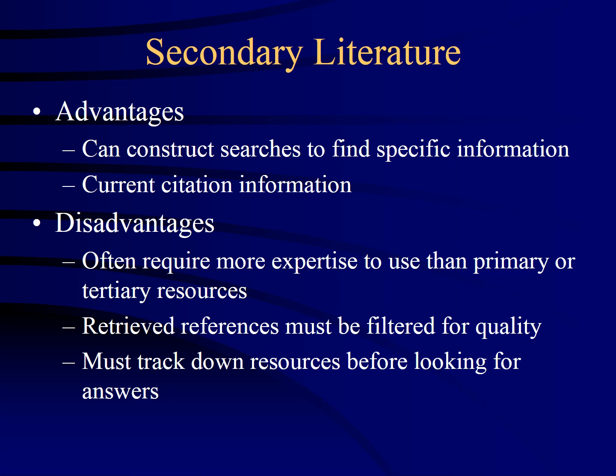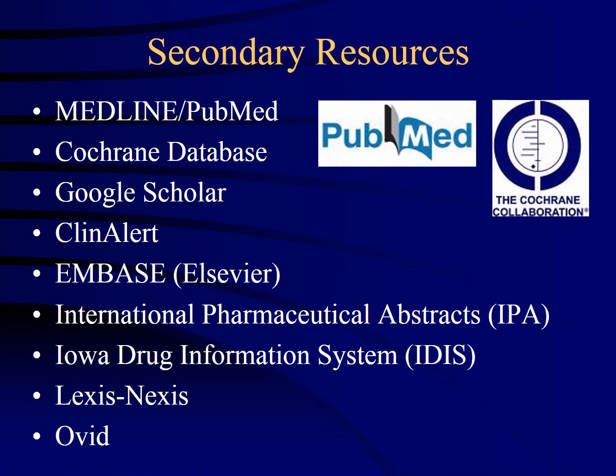And that's why it takes time to use the primary literature when answering a drug information question. You first go through the secondary literature in performing a high quality search. We will be going over this in Lesson 3. Some examples of secondary resources are Medline or PubMed, Cochrane Database, Google Scholar, ClinAlert, Embase, International Pharmaceutical Abstracts, Iowa Drug Information System, LexisNexis, and Ovid.